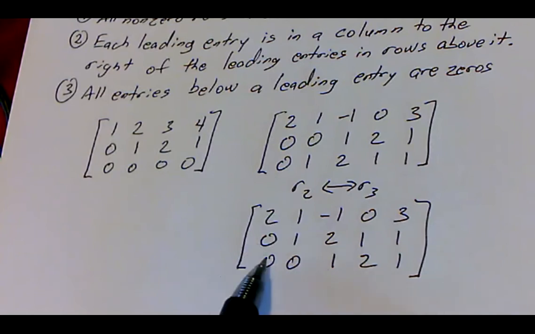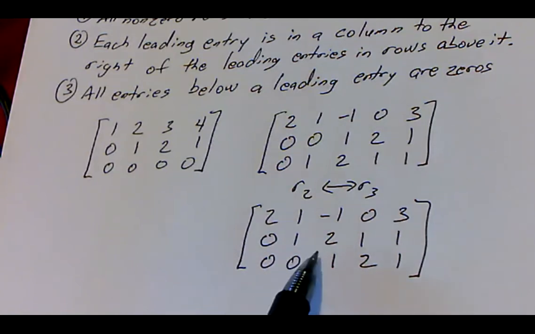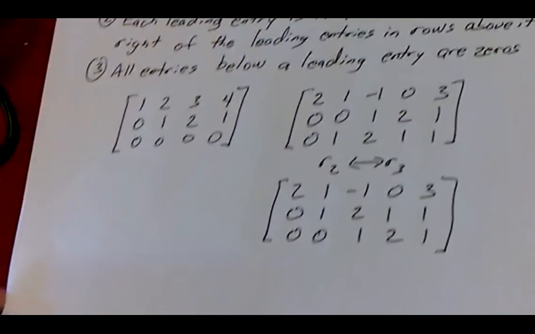And each of these leading entries has zeros below it. This 2 has 2 zeros below it. This 1 has a 0 below it. And this one has no numbers below it, so that's fine as well. All right, so that's row echelon form.